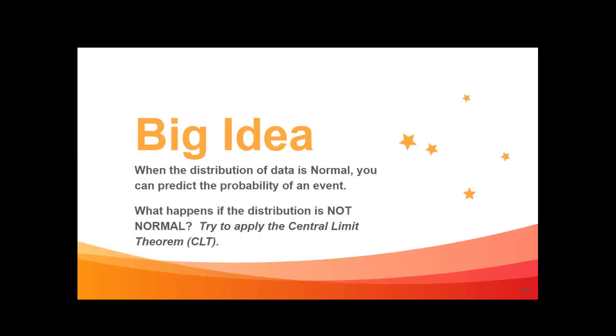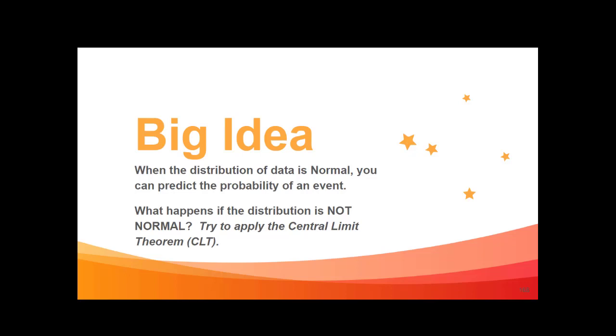Since the beginning of the course, I've tried to emphasize that the shape of the distribution is very important in statistics. If you have a normal distribution, then you can predict the probability of the event just because we know that approximately 68% of the values will lie within one standard deviation, approximately 95% of the values will lie within two standard deviations, and approximately 99% of the values will lie within three standard deviations before and after the mean.